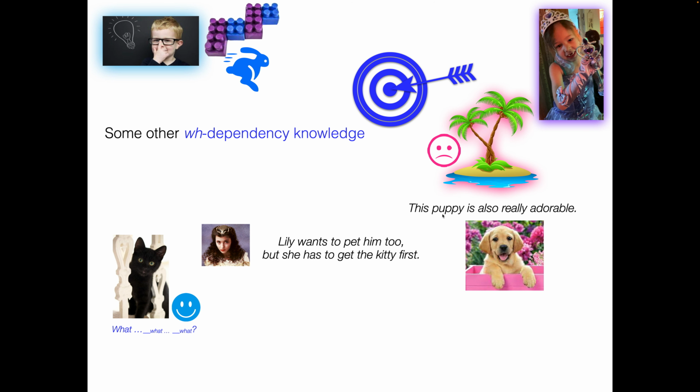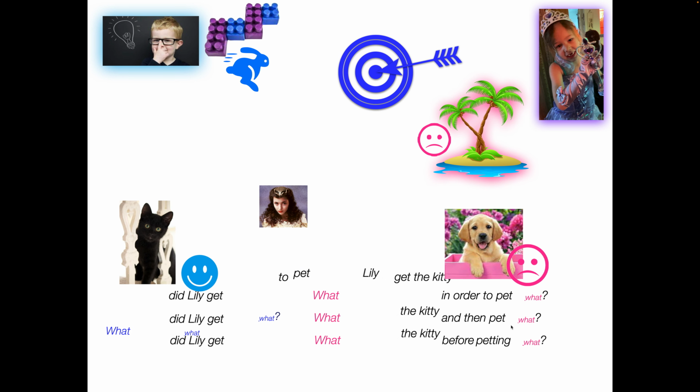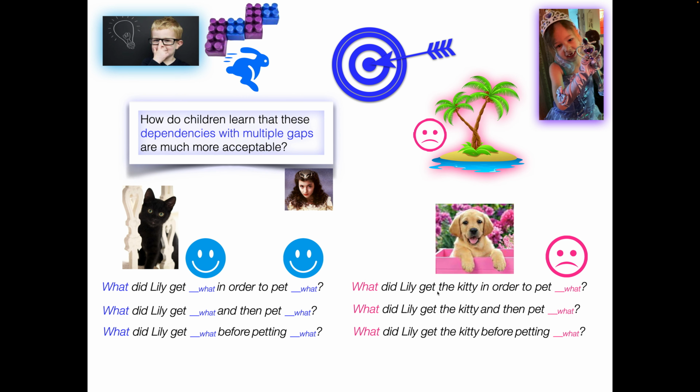But now, remember this puppy is also really adorable. Lily wants to pet him too, but she has to get the kitty first. And all of a sudden, when we want to ask about this situation, here are things that we're not so happy to ask. What did Lily get the kitty in order to pet? What did Lily get the kitty and then pet? What did Lily get the kitty before petting? They all don't feel good, even though they're, gosh, so similar.